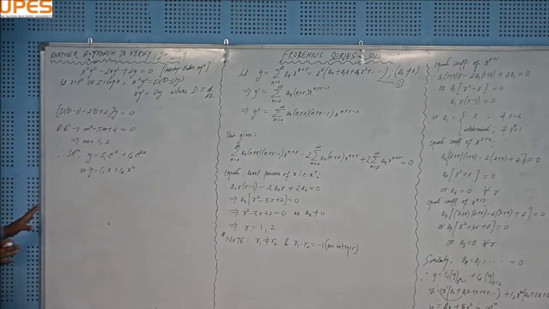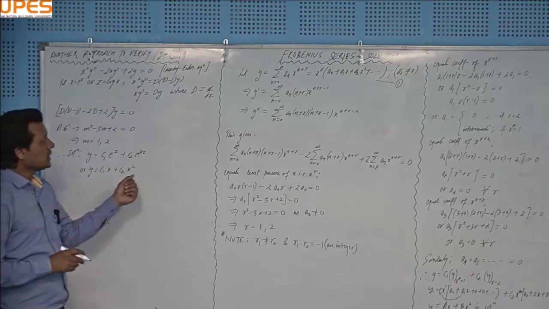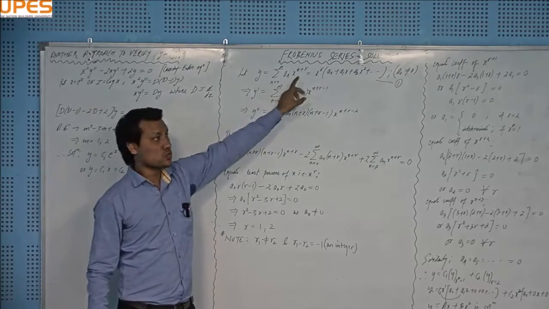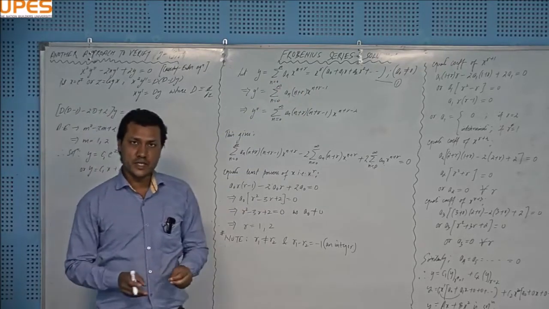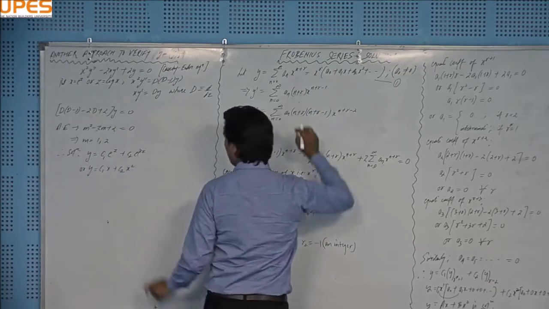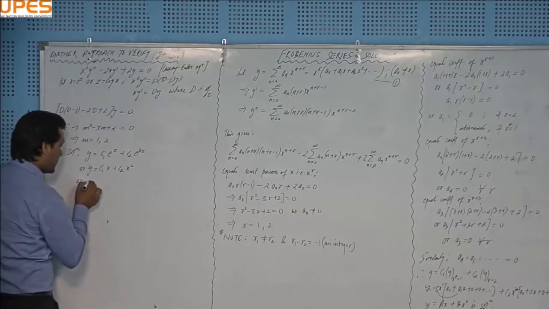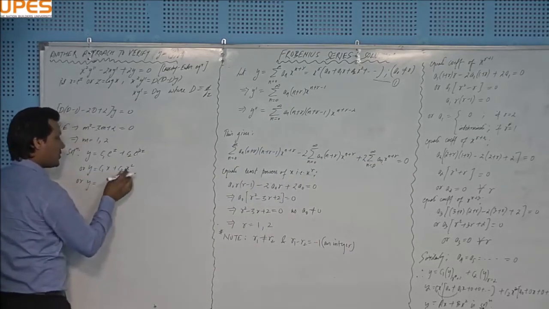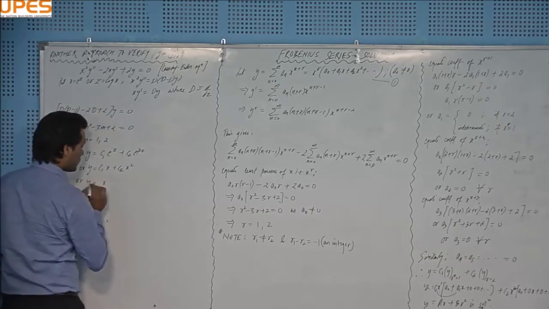Okay, so this is a solution, right? Now what I will do, I will try to write this solution in this Frobenius series form, because what we do in this method, Frobenius series solution method, we always assume that our solution can be written in this form, right? So I will try to write this solution in that form. I can take x common or x square common, there are two choices, right? But I have to take x common.